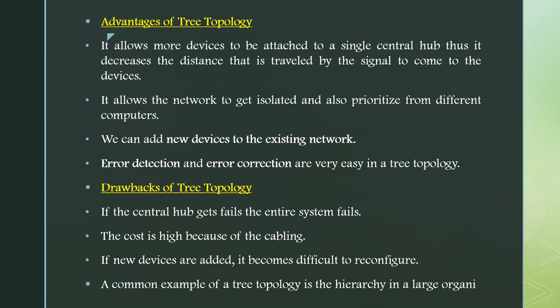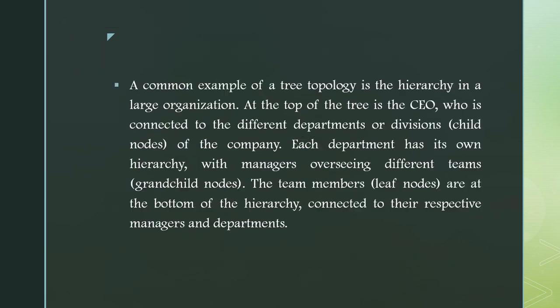Drawbacks of tree topology. If the central hub fails, the entire system fails. The cost is high because of the cabling. If new devices are added, it becomes difficult to reconfigure. A common example of tree topology is a hierarchy in large organizations.